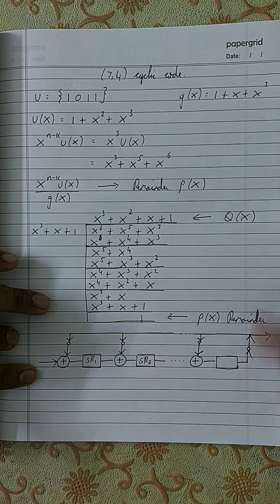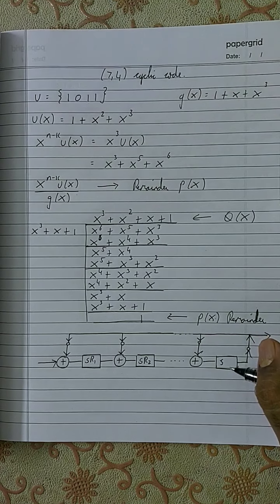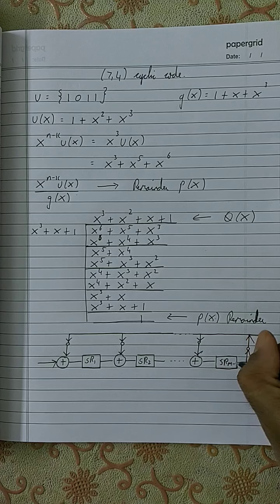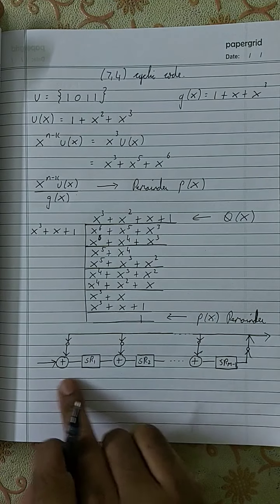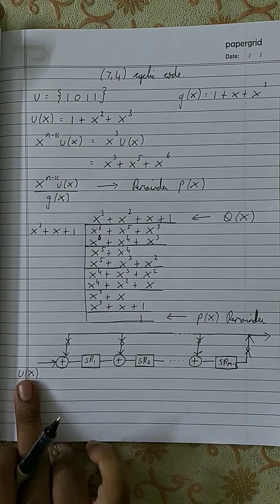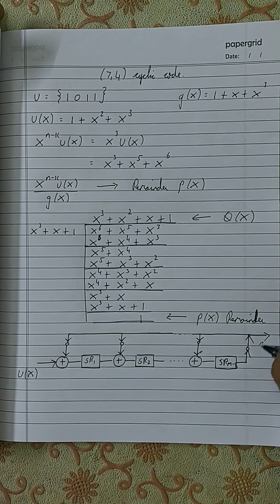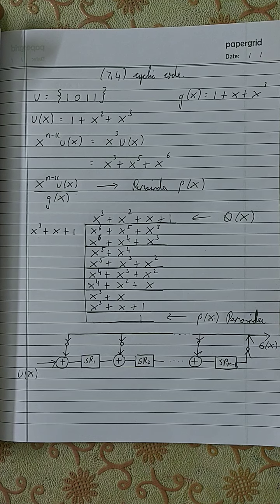SR1, SR2 up to SR m-1, and it depends on the degree of the divisor. So this is how it's being done. You apply u of x over here, and first you will get q of x, which is unnecessary, which you don't need to know.